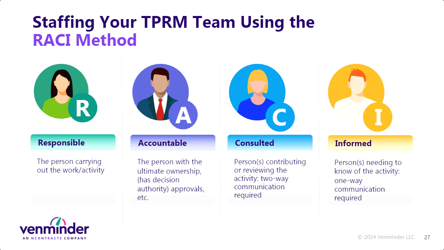So the responsible person is the one who actually is doing the work. The accountable person is the one that has the ultimate ownership or can make decisions, but they have authority over that task. Someone who's consulted is someone that needs to provide input or contribute to the activity in some way, and we need to have two-way documented conversation with them. On the other hand, someone who's informed is merely informed of the activity. They don't necessarily have a quote-unquote say in the matter, but they do need to know. So by using this method, we can clearly break out the roles and responsibilities as they apply to each task.